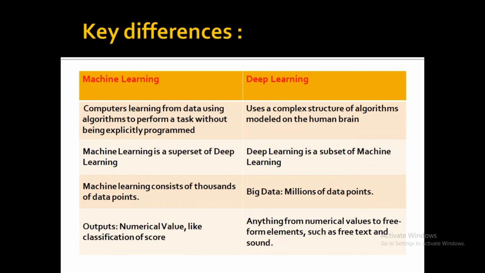So basically in machine learning the computers learn from the data, that is the input provided by the user, and the algorithms to perform a task without being explicitly programmed. Whereas in deep learning we are using a complex structure of algorithms. It is a combination of different ML algorithm models based on the human brain. Now, machine learning is a superset of deep learning, whereas deep learning is a subset of machine learning.